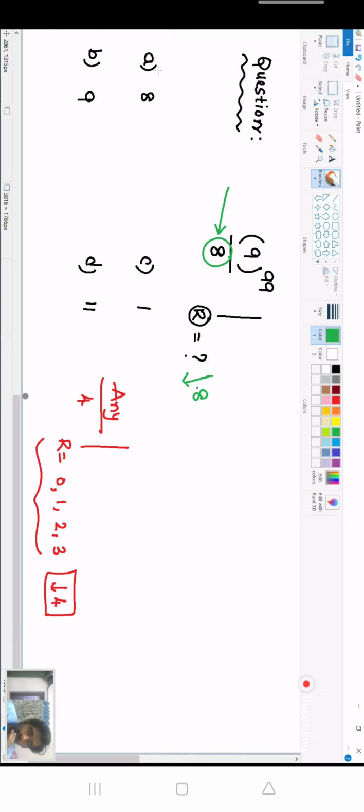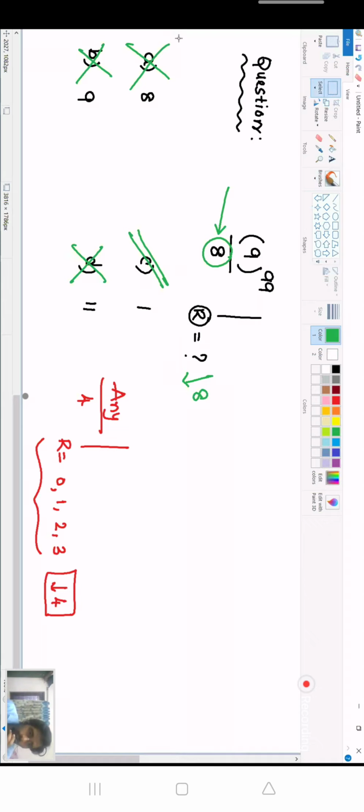So observe, the remainder here is 8. This is not possible because you are dividing with 8. You will get a remainder less than 8. So 8, 9 and 11 are definitely not possible answer choices. Your answer choice must be equal to 1. So the answer will be option C. You can mark it as the answer.